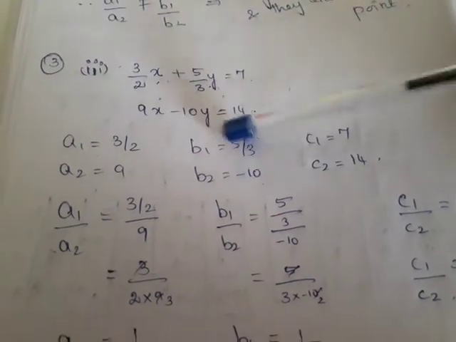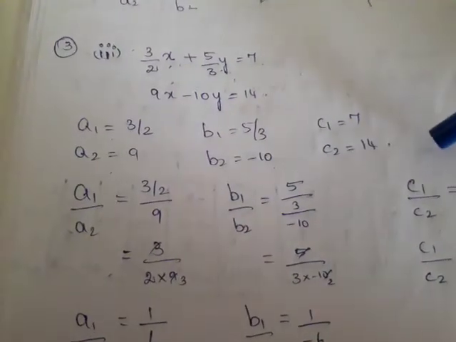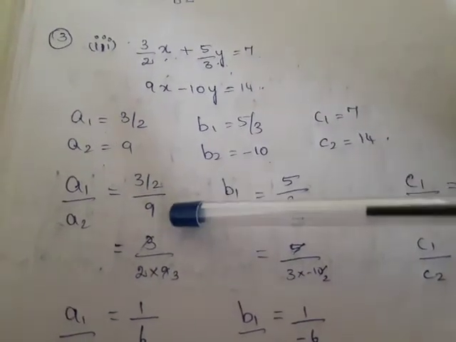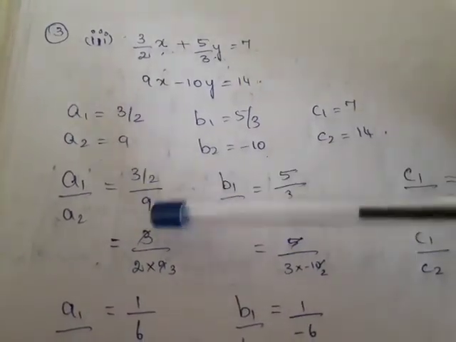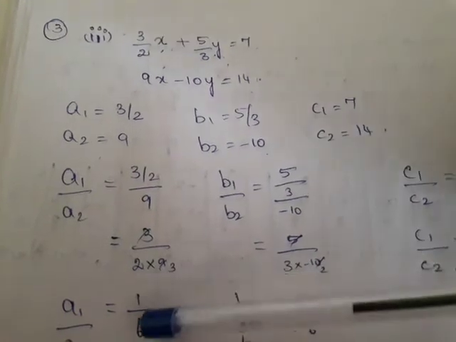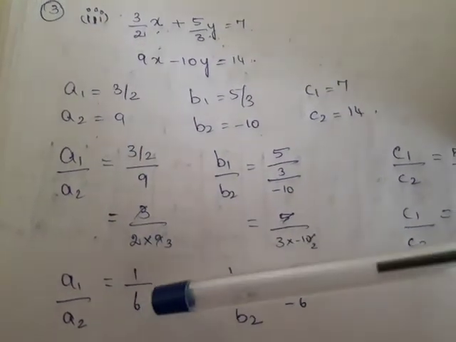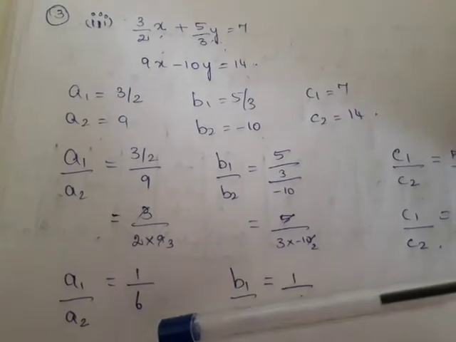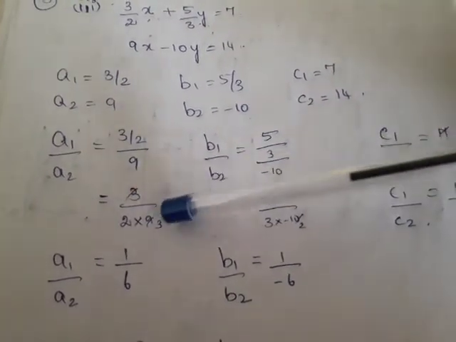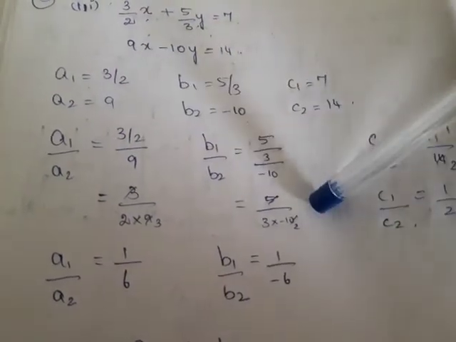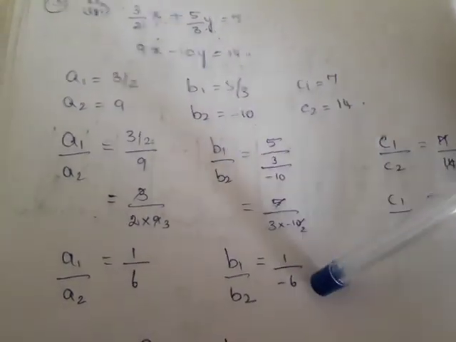Right? So here after listing out the a1, b1, c1, c2 values, find the ratios. Now a1 by a2 is 3 by 2 by 9. Hope you know to solve this. So 9 will come to the denominator, right? So as I told you, simplify the values and then compare the ratios. Don't directly compare the ratios. So 3 3s are 9, so you'll get 1 by 6. b1 by b2, if you solve it, you are getting minus 1 by 6.